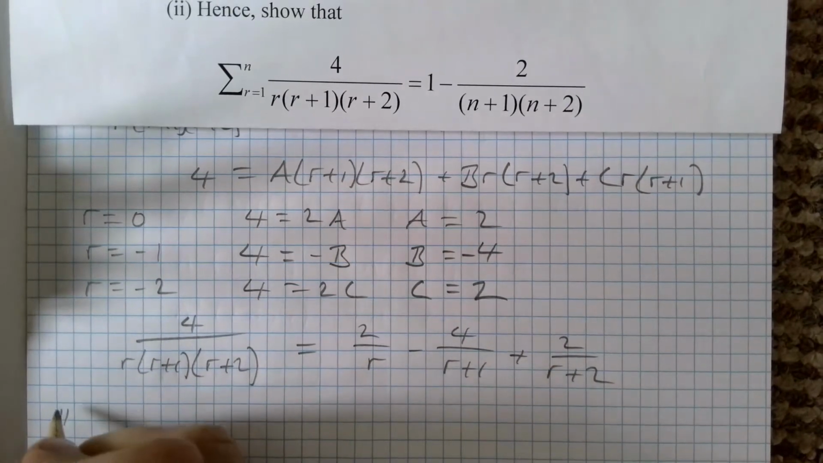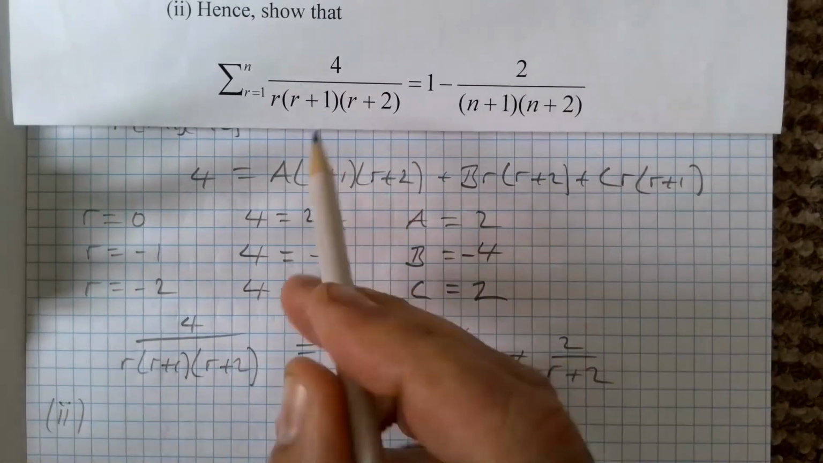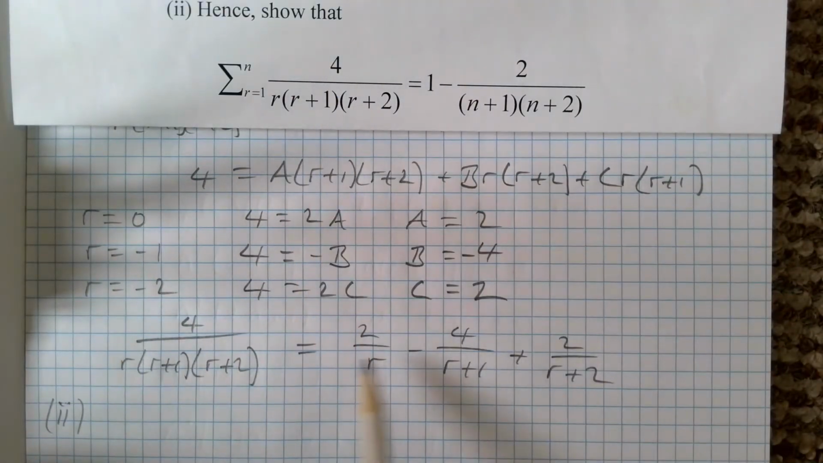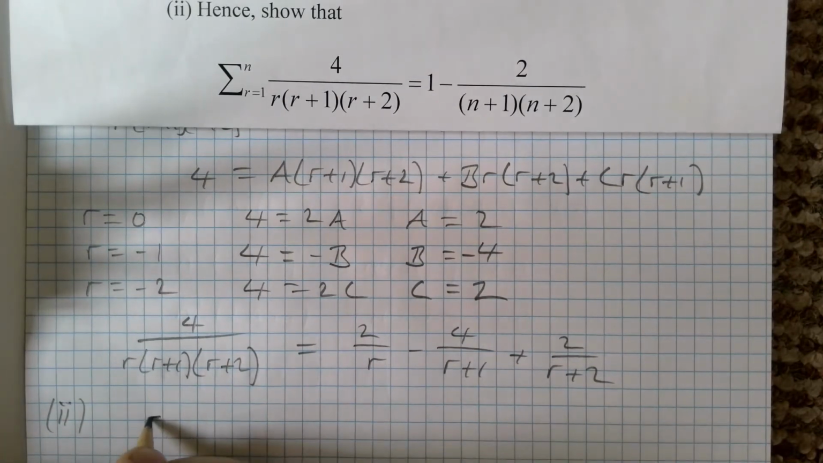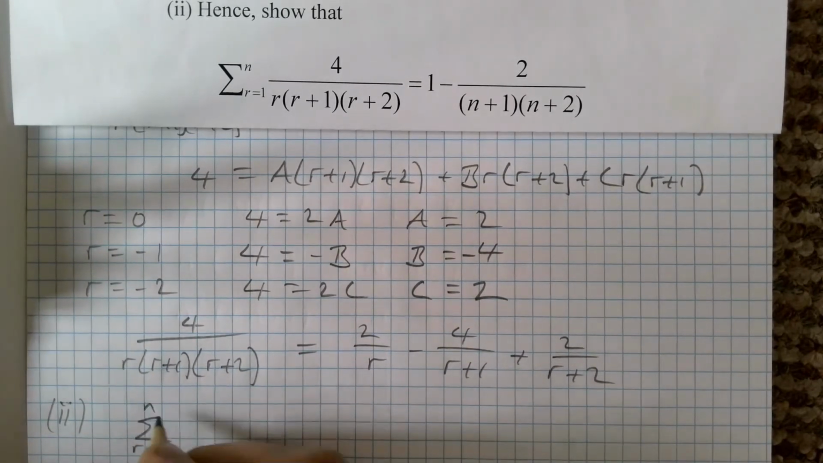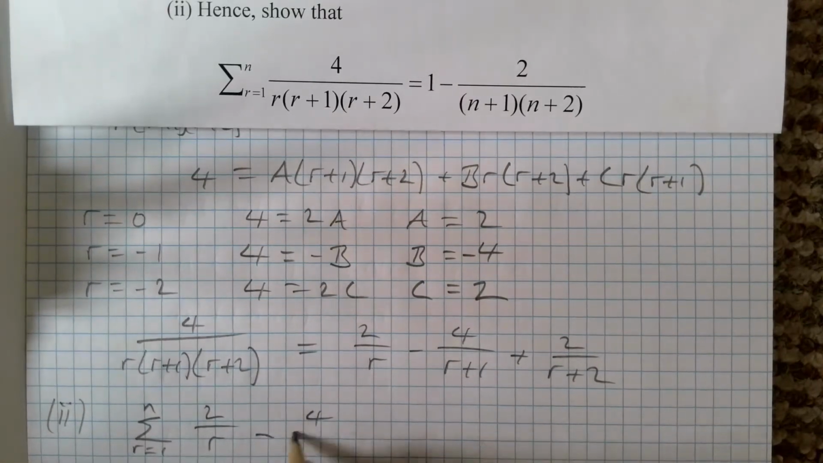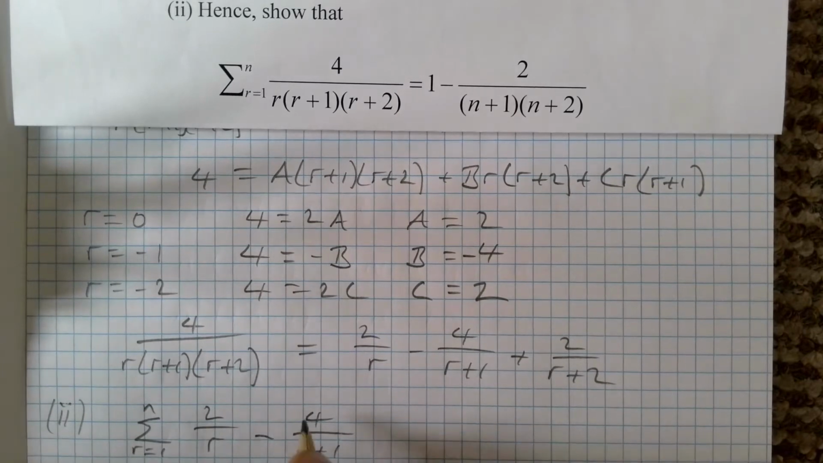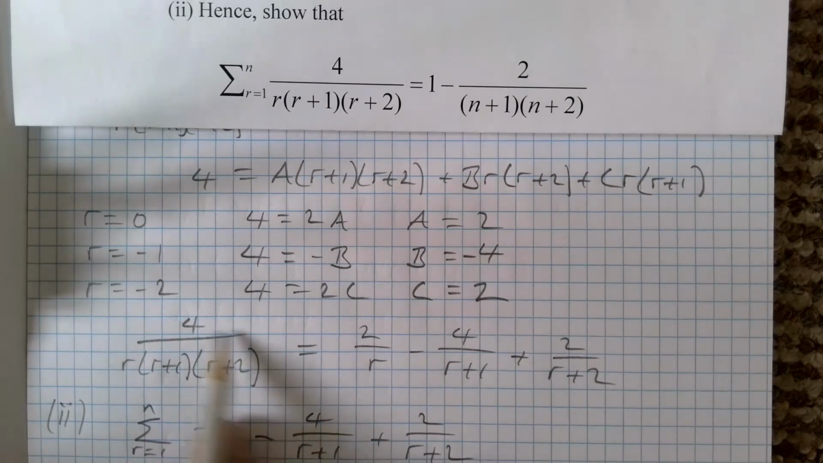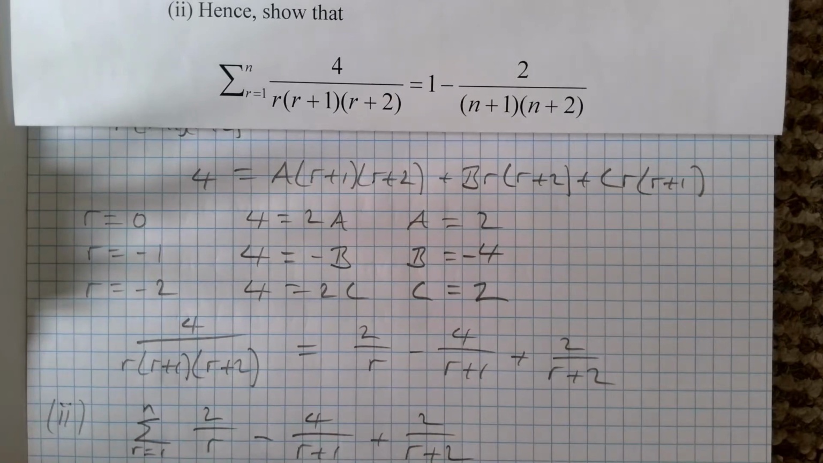So part 2, I hope you see the word hence. Hence means using what we worked out in the first bit, and what we worked out in the first bit was that this here is the same as this. So effectively we are being asked for the sum between r equals 1 and n of 2 over r, take away 4 over r plus 1 plus 2 over r plus 2. I hope you see where I'm getting that from, because that was the original question in part 2 and I just subbed in those values there. So what is this equal to?